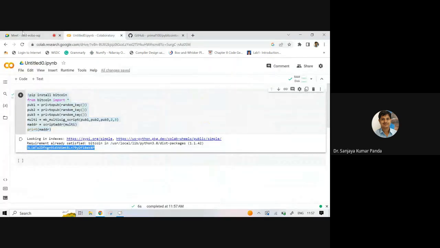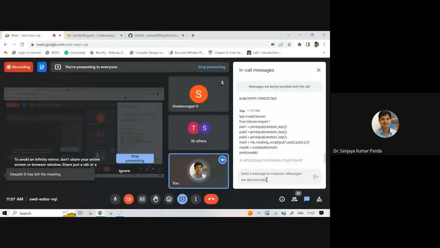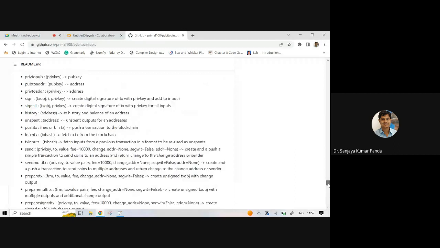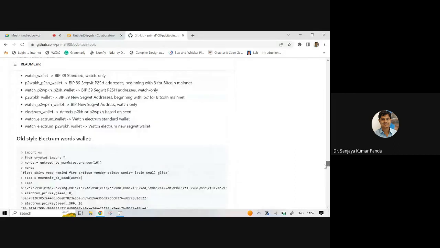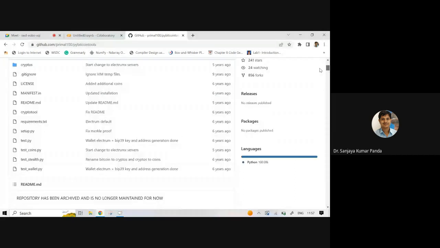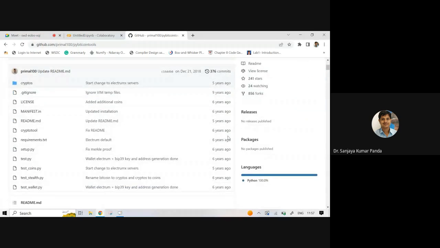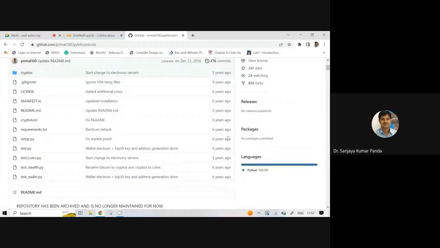Like that, there are so many functions. Once you are comfortable with this, you can write simple code. Some code is already given in this link, you can explore these codes. If you are interested in this blockchain field, you can try these examples, which will help you gain expertise in this particular field.